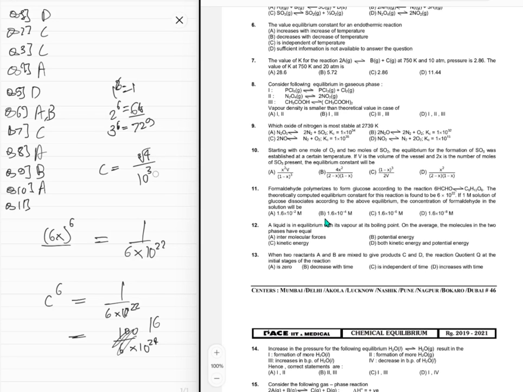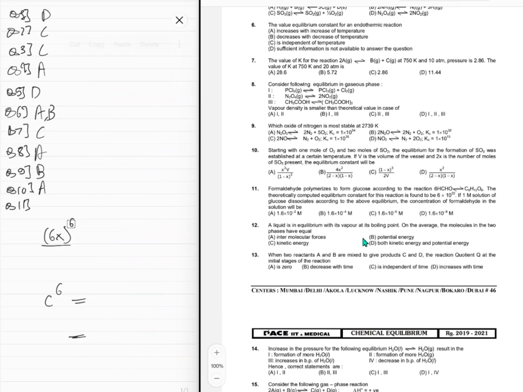Sorry, this should not be 3, this should be 4. Sorry. No, nothing's wrong. This is supposed to be 24 upon 6, which is 4. So this is actually 10 power negative 4. Then 11b. And there we go. Next question. Number 12.